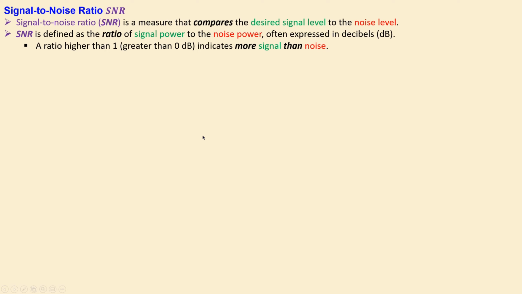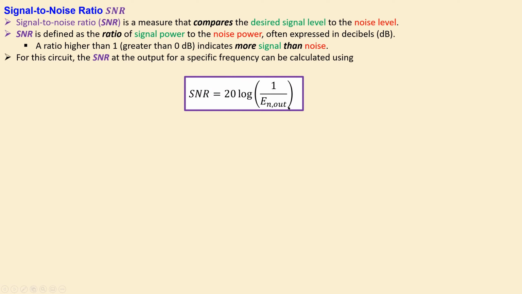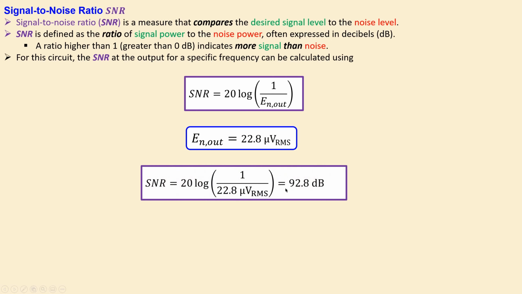So to increase your signal level, we need a large value for our SNR. In dBs, that means you need a value larger than 0 dBs. If you have a value smaller than 0 dB, which is negative, that means you have more noise than signal. Now, for this circuit, the SNR at the output for a specific frequency can be calculated using this formula. Already you have the value in dBs, and since we already have the output referred RMS noise voltage, if you substitute the values, we will have approximately 93 dBs, close to 92.8 dBs. And we will verify this also in the simulations.